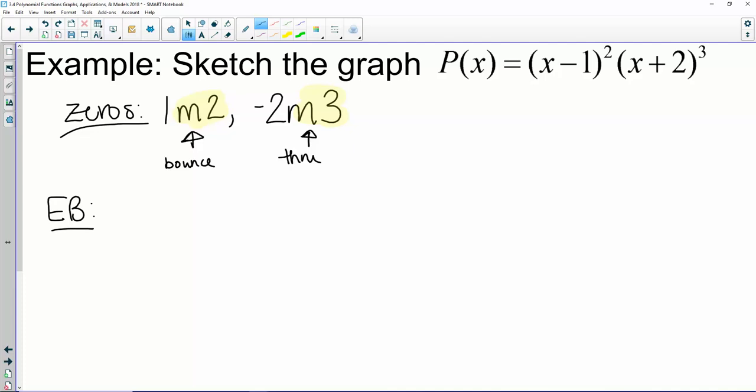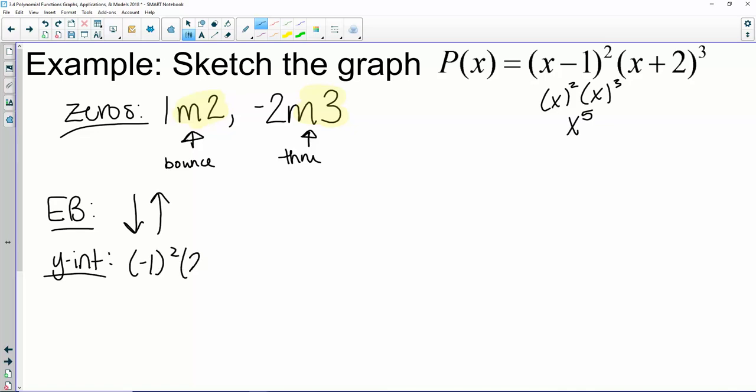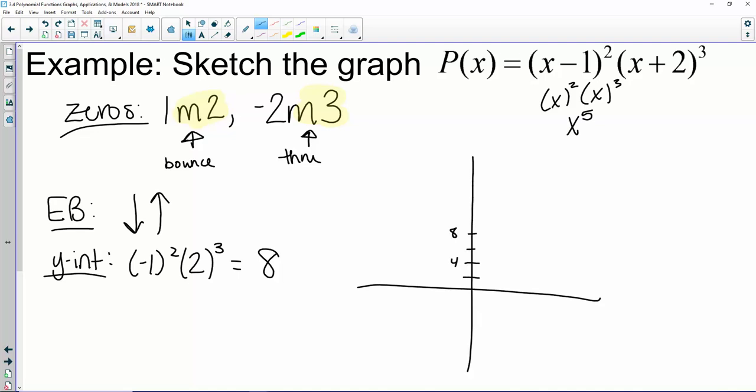End behavior. Okay, we think about multiplying this out. We have an x squared and x cubed. So overall that would be x to the 5th. So what's my end behavior? How do we find y-intercept? 0 for all of my x's. -1 squared is 1 times 8. +1.